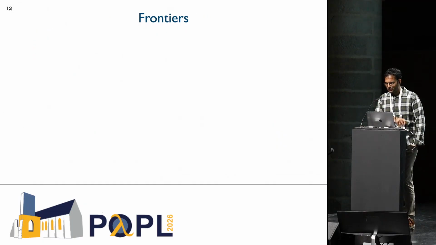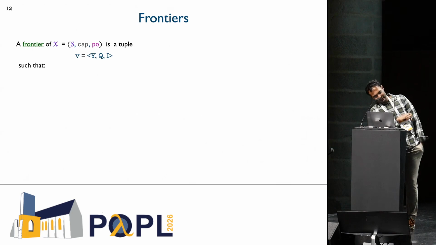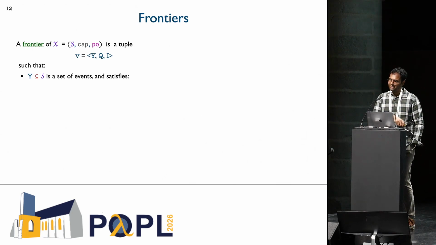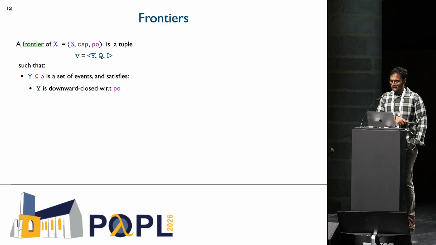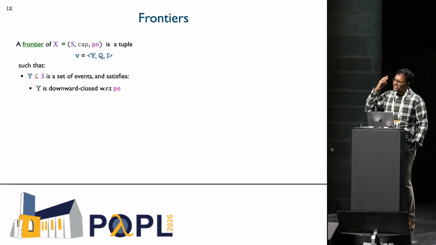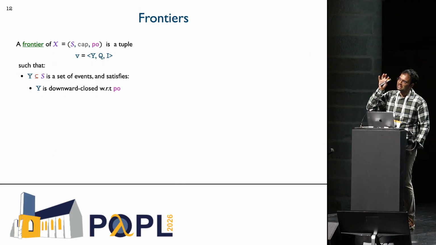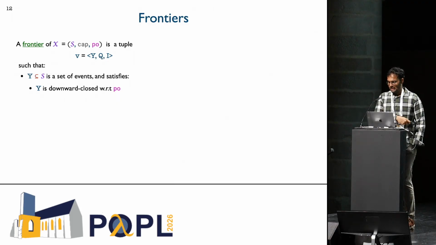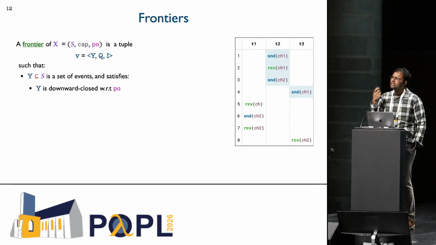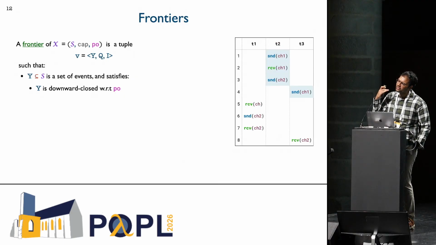I'll very briefly skim through what this algorithm really does. It essentially constructs a graph on these downward closed sets. Each of the nodes in this graph is called a frontier, and you can think of a frontier as an abstraction of a partial execution.